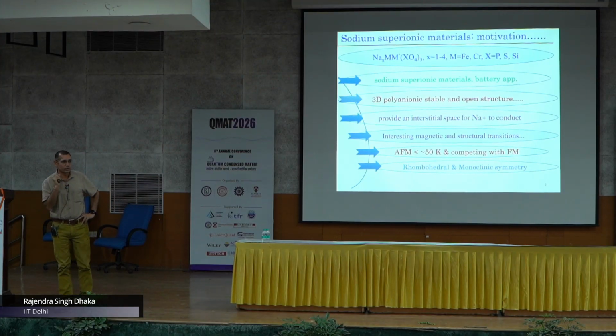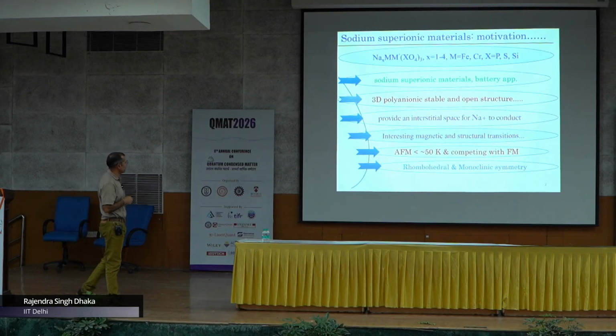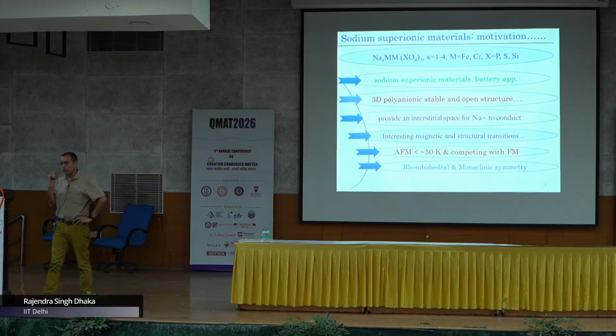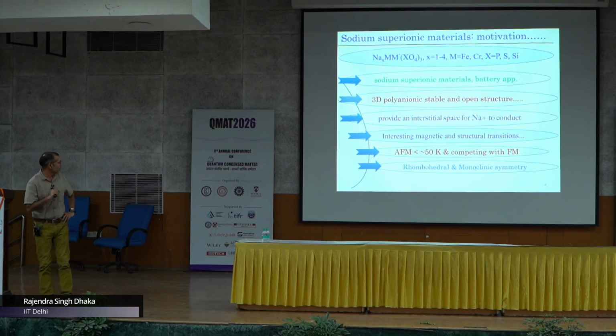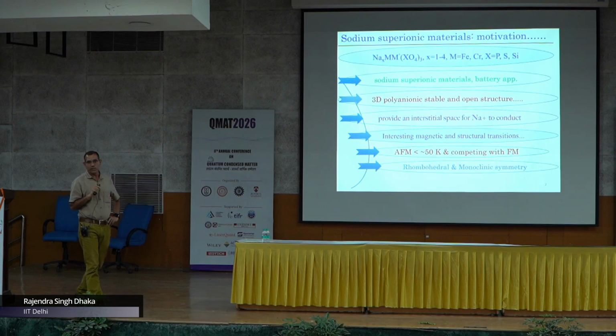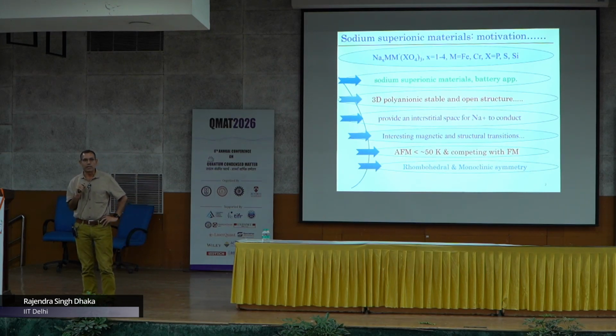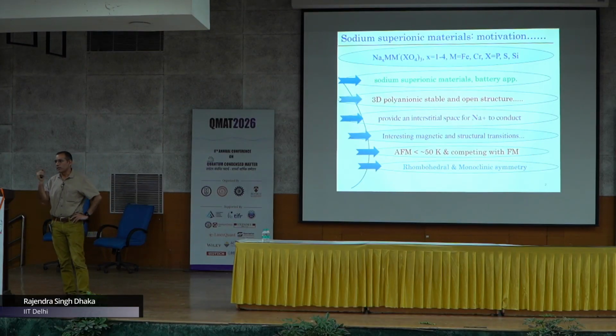As a physicist, we should also understand that, and that's what we are trying to do in this particular case. Some of these materials show antiferromagnetism at low temperature, below 50 Kelvin or so. It was also reported, and we also found, that it is not really a pure antiferromagnet; it shows a complex behavior where there is a competition between antiferromagnetism and ferromagnetism.